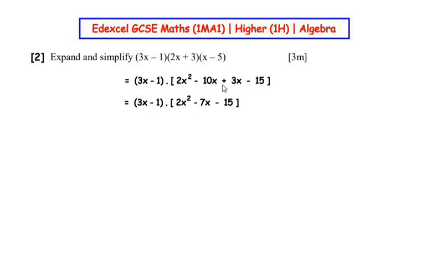Now in the next step, we have simplified the second bracket. So the first bracket is written as it is, times 2x². Now -10x plus 3x, they both are like terms, so they will add up together to give us -7x - 15.